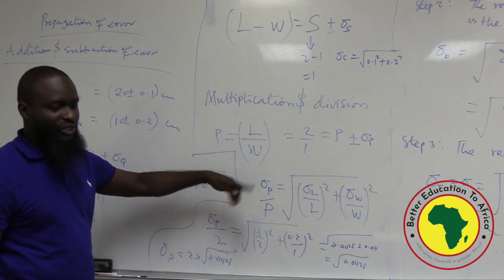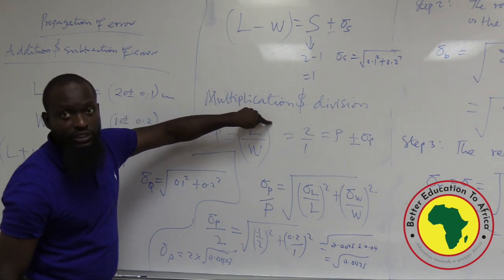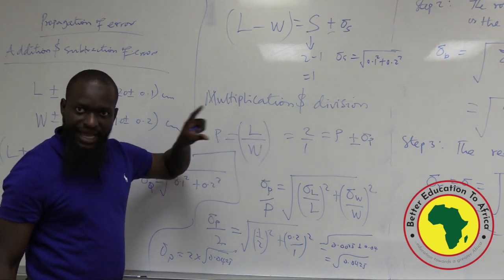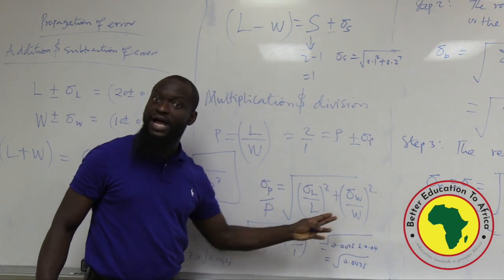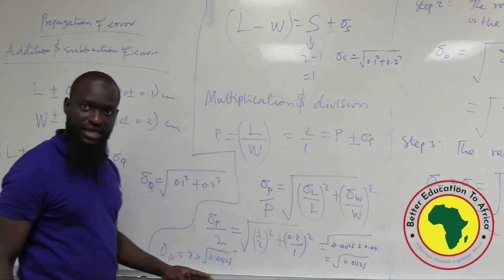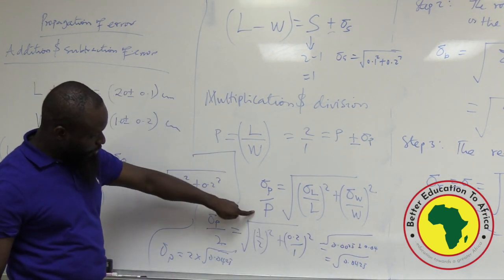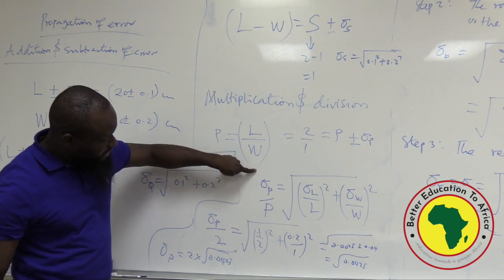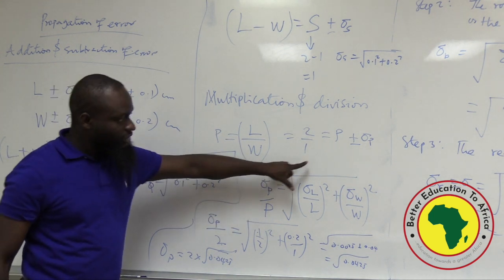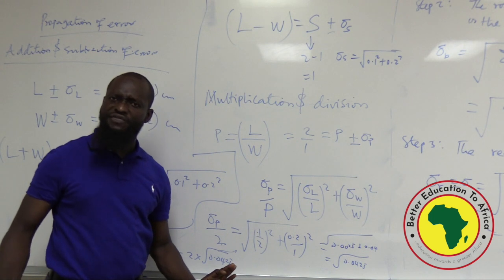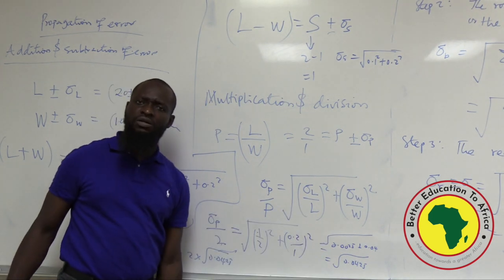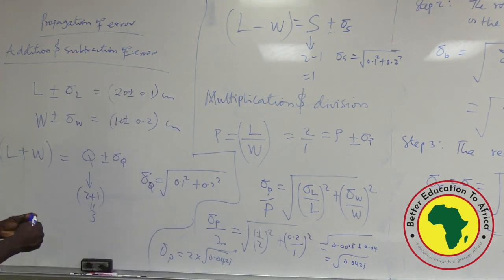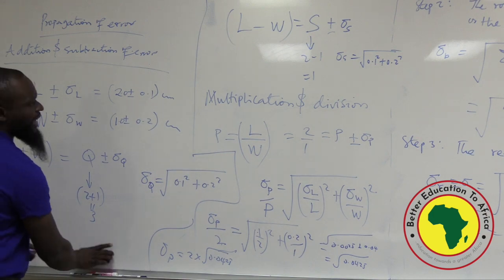The same as multiplication. If it was L times W, it will be 2 times 1, and the error part will be calculated the same way as I calculated that of this. Okay? Error in the product over the product, the same way I did error in the division over the division. Whether you're dividing or you're multiplying, you calculate the error the same way. Okay? And then the last but not the least is that of the powers.